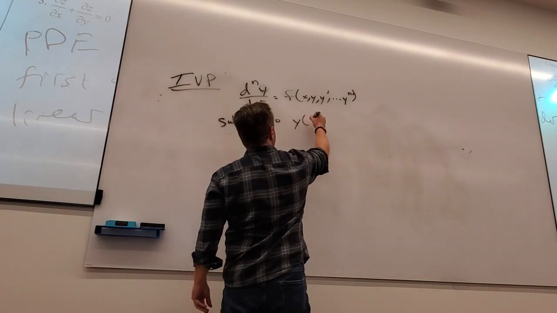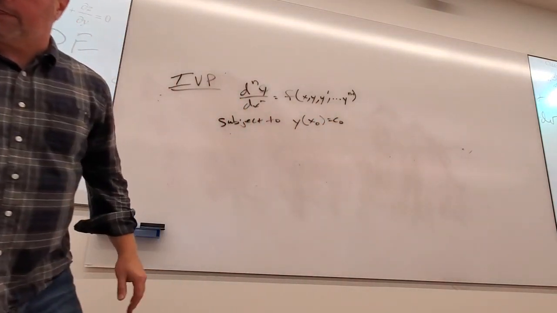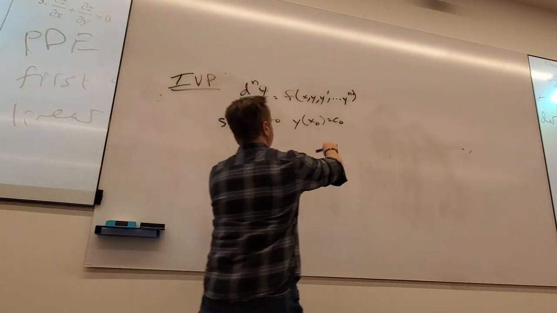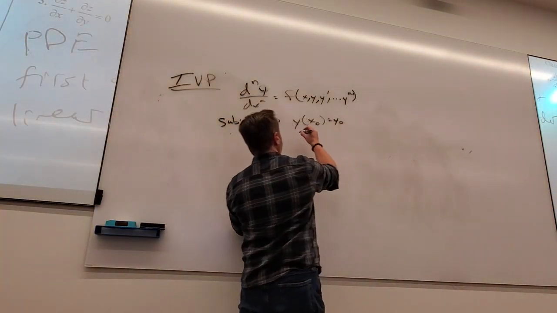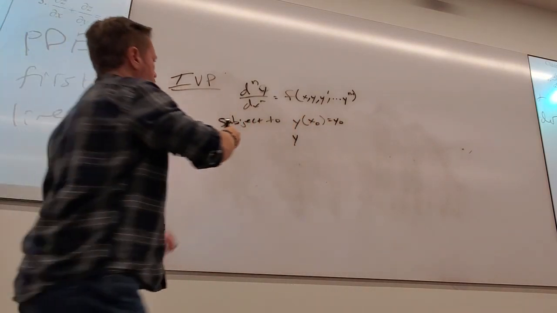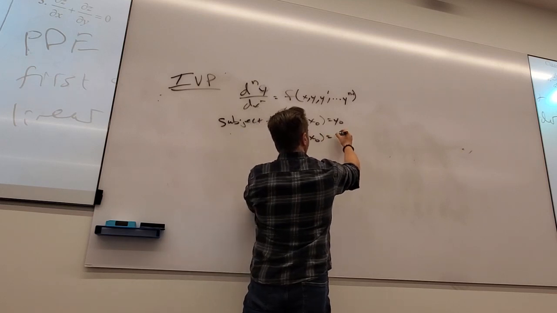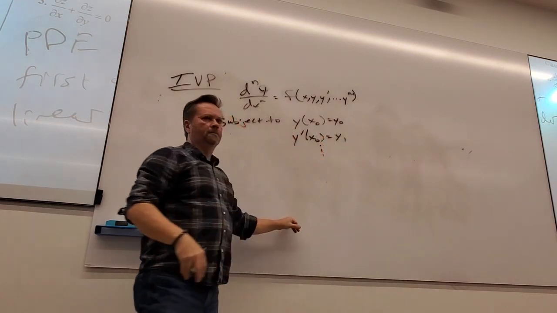So like y of x naught equals y naught. Let me use the same notation I used. That's better, Joe. There we go. And then I can even do another condition like y prime, which you see often. Y prime of x naught equals y1, and so forth.